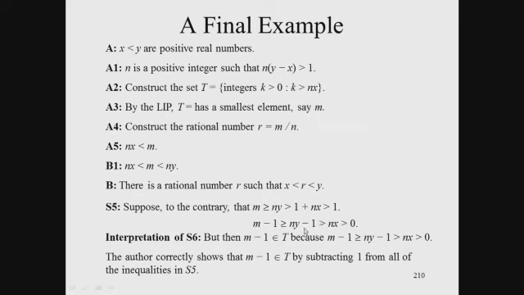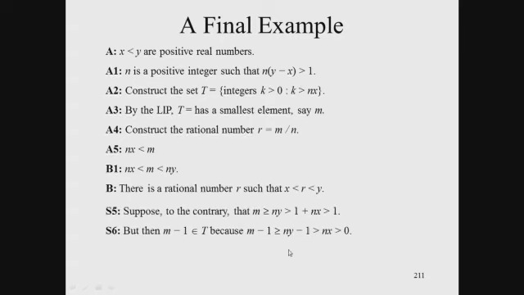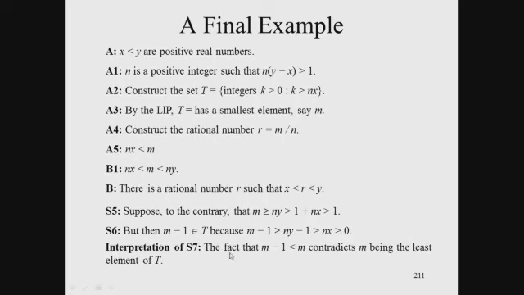And notice what this is now saying. M minus 1 is positive. That's the first part. And the second part, M minus 1 is bigger than NX. There's the second part. And that means that M minus 1 is in T, and so the author is indeed correct. Now we know that M minus 1 is in T, and that, in fact, is a contradiction. And that's what the author says.